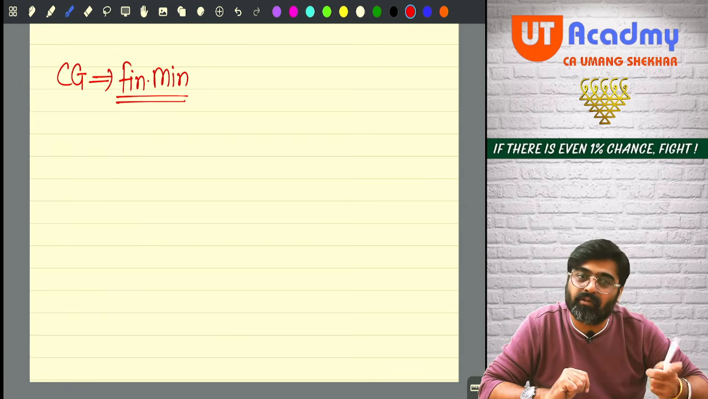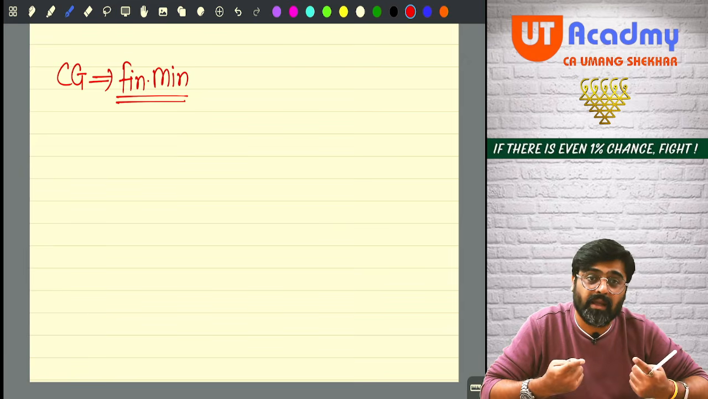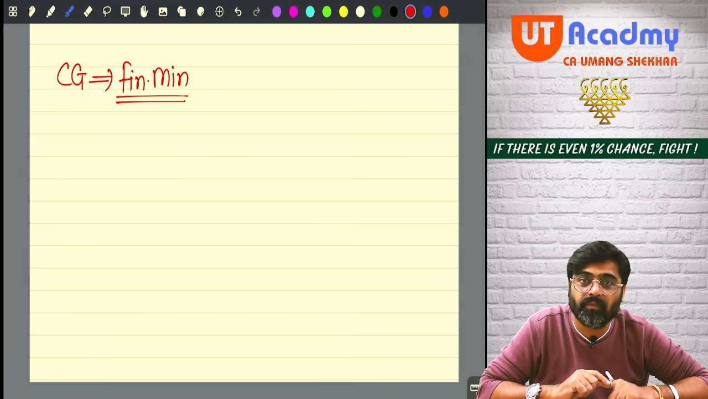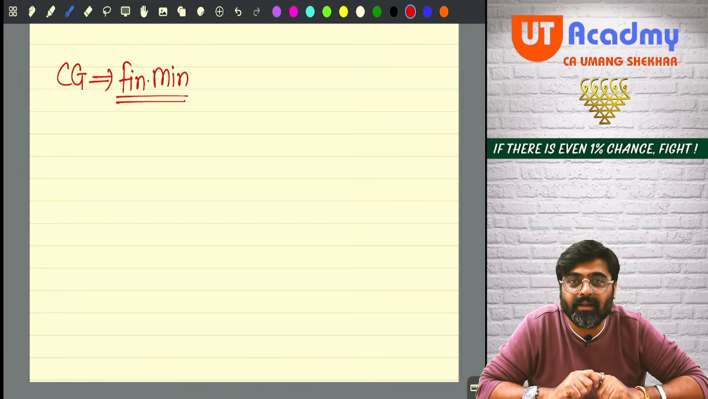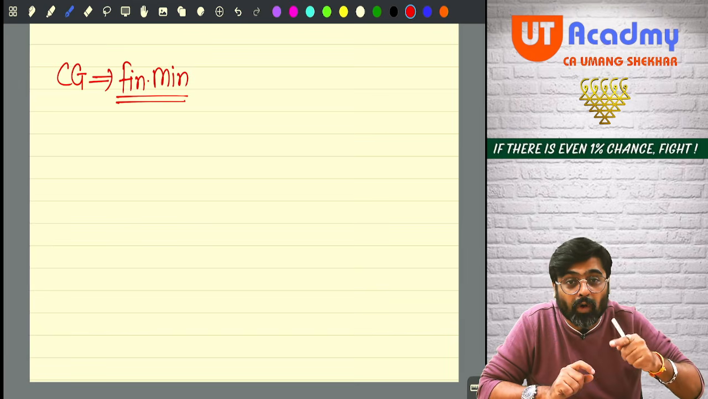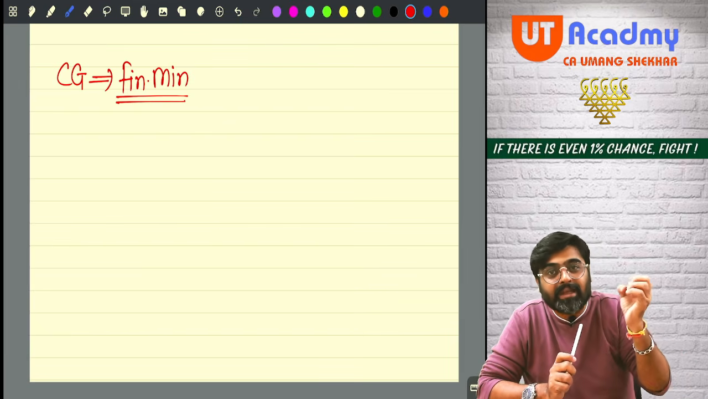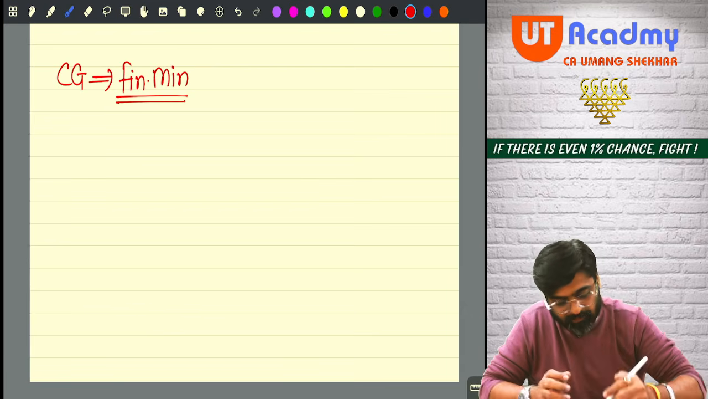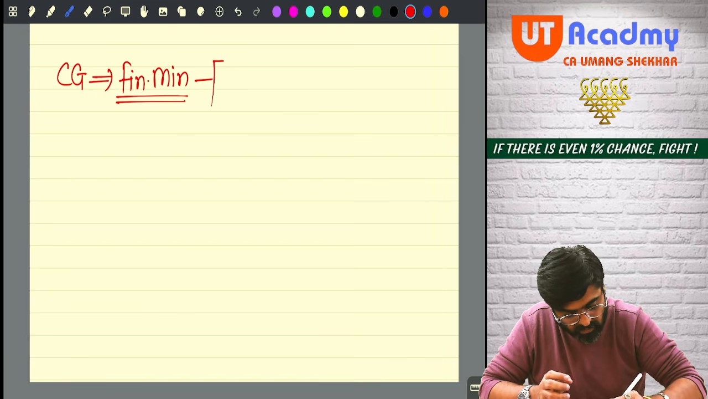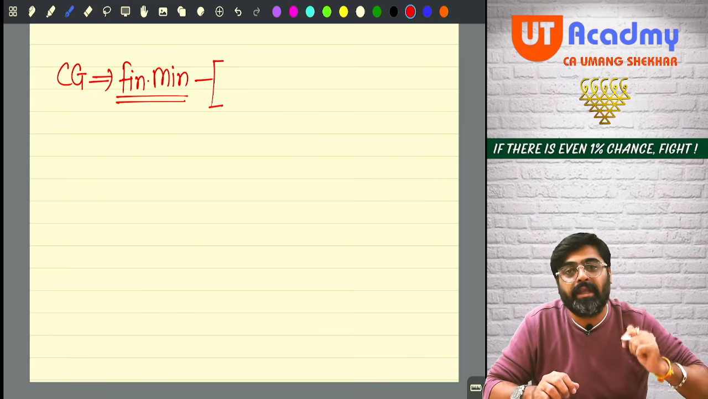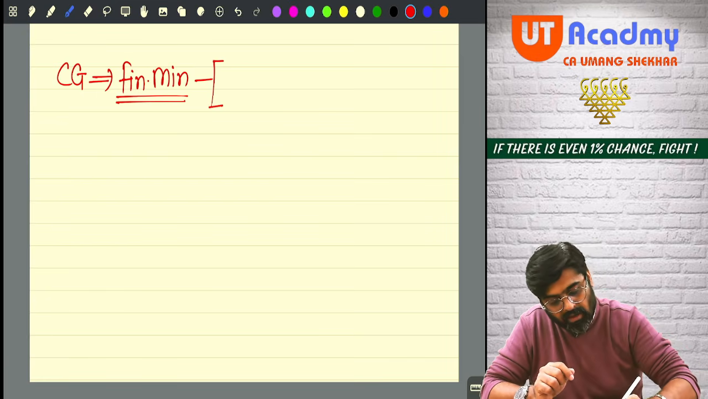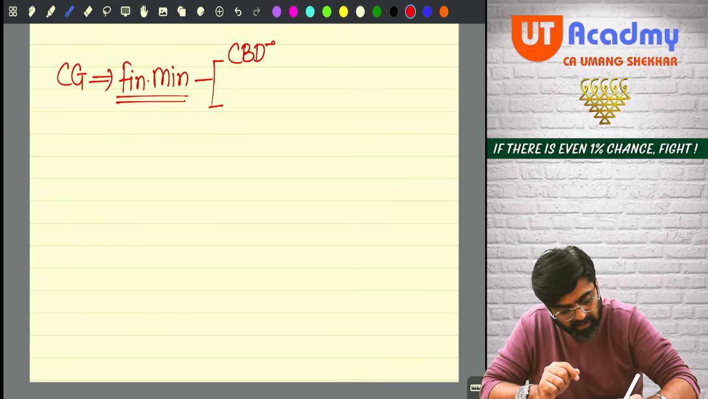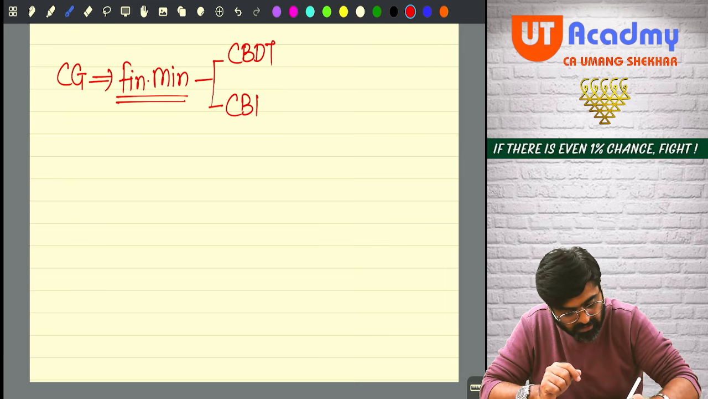But don't you think that the finance ministry has many other things to do rather than only collecting the taxes? So, for the purpose of collecting the taxes, the finance ministry has formed separate bodies. One is CBDT and another is CBIC.